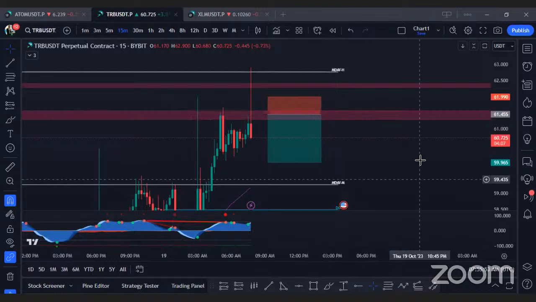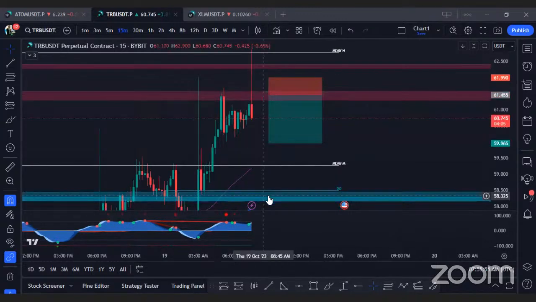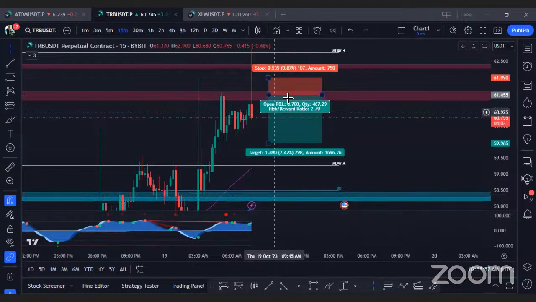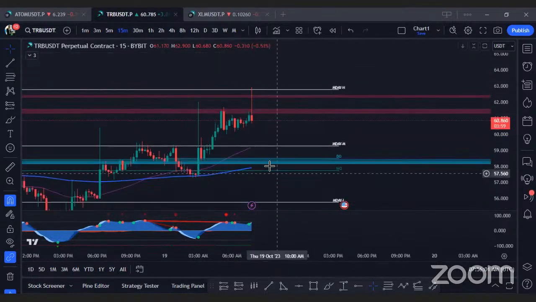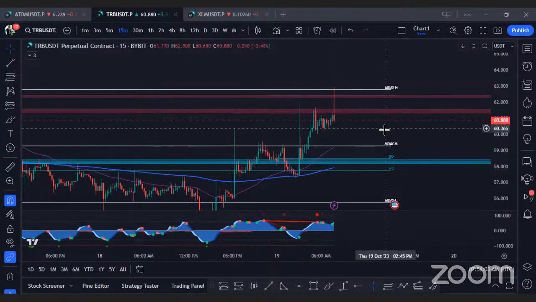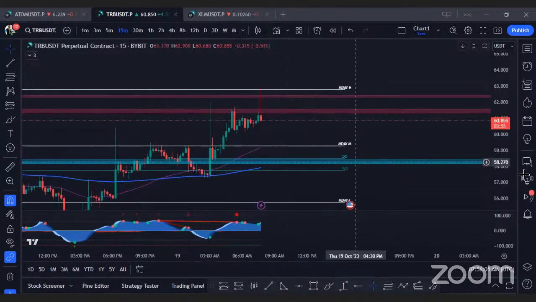So for me, for TRB, wait for it to come back to that support level at the $58 level, and you start looking for long trades. $58 level or thereabout, you start looking for long trades. That's what I'll be looking at for TRB. For Nelly, that's basically what I'll be looking at.